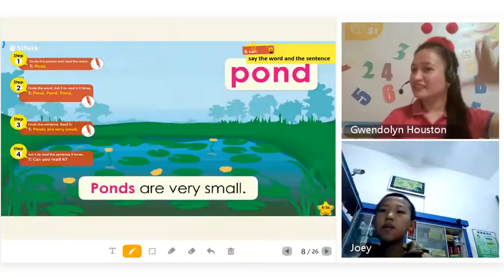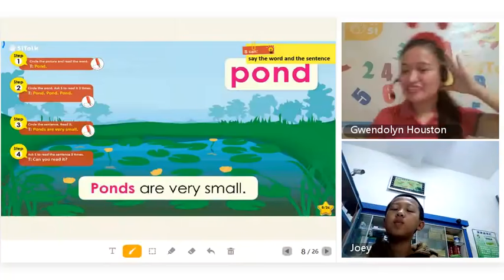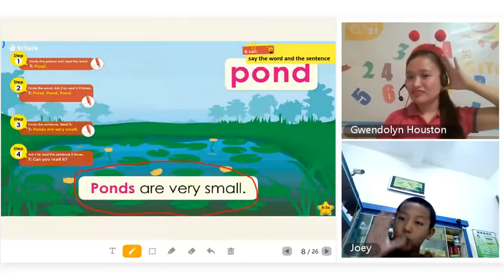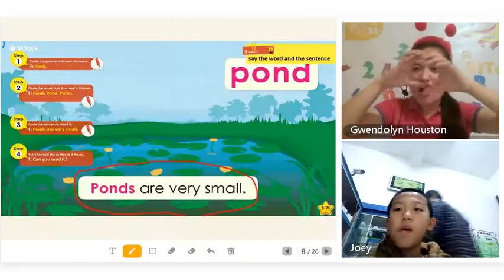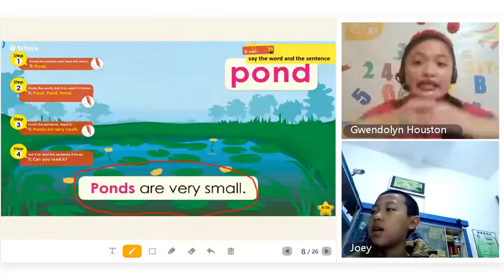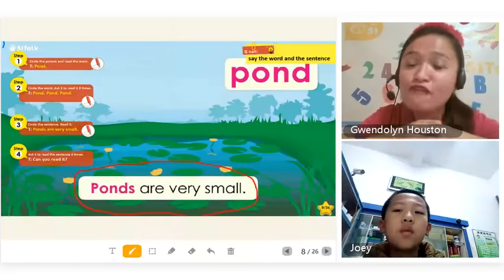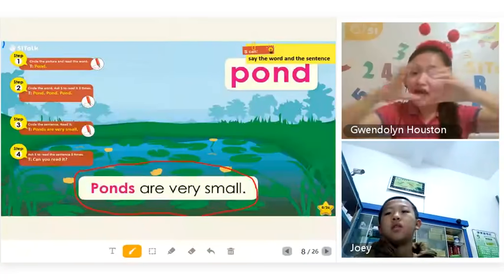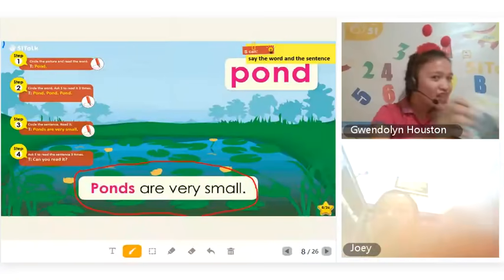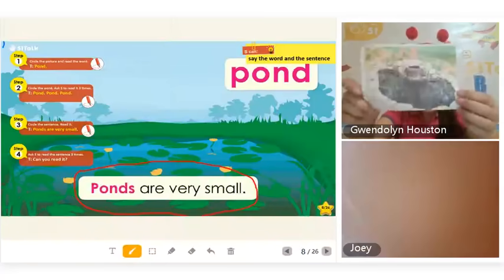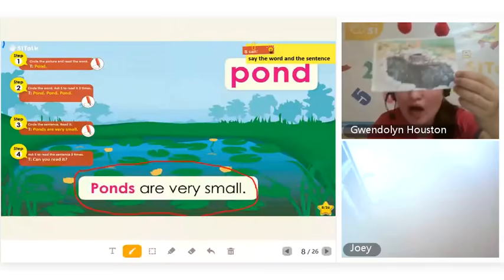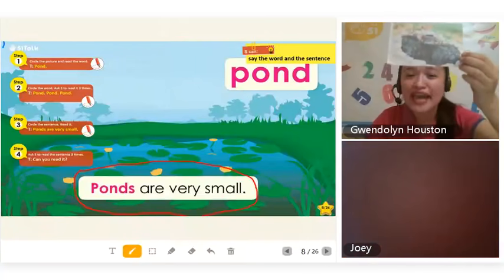Pond, pond, pond. Very good. Now, can you read the sentence, Joey? Ponds are very small. Yes, ponds are very small. This is where the fishes and frogs live. The frogs and the fishes live in the pond. And I also have here... what is this, Joey? It's a pond. Yes, this is a pond. Very good, Joey.